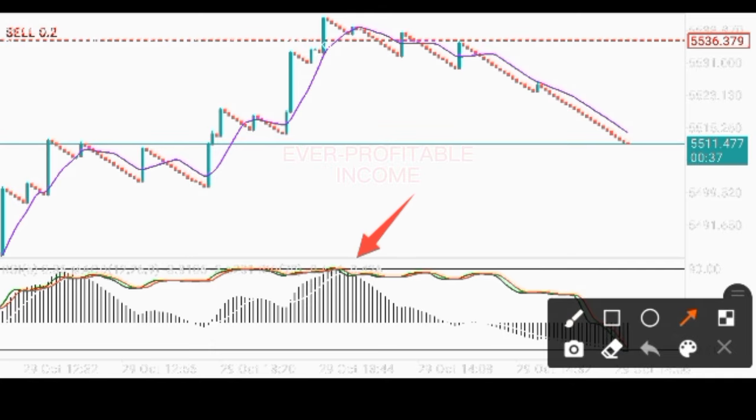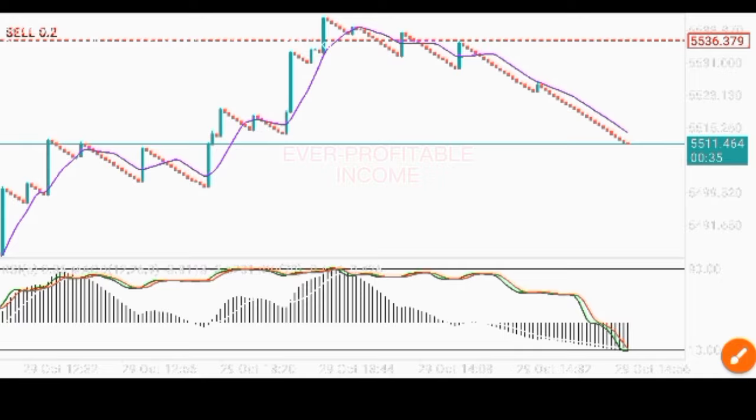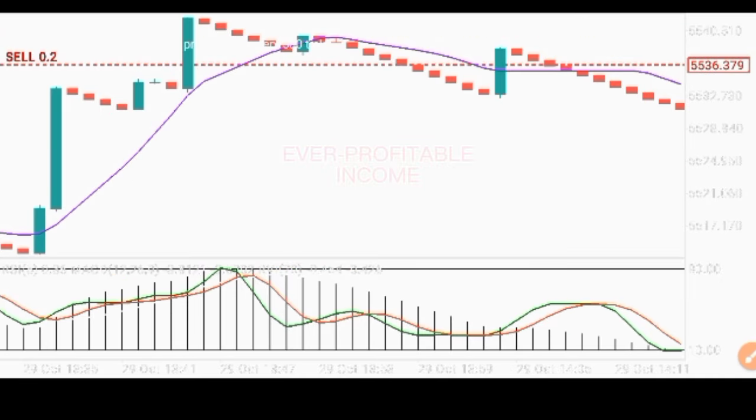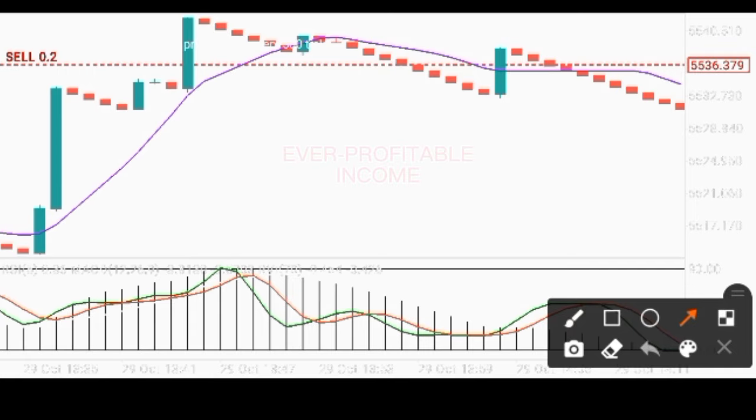Can you see that? Let me zoom in. Now look at that. You can see that the relative vigor index touched level 90 and the MACD touched level 90. Now when that happened, you don't just jump into a trade like I told you. You have to wait to see the point at which the MACD bars start shortening, okay? That means it starts leaving the 90 level.